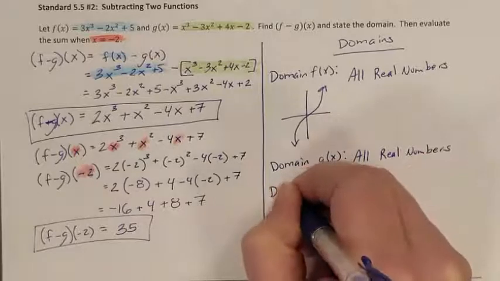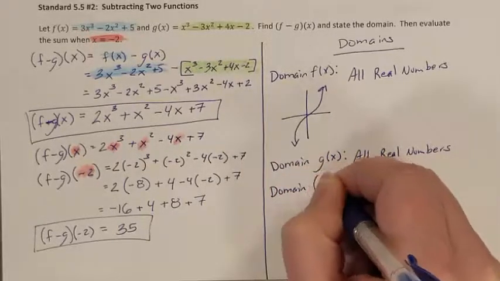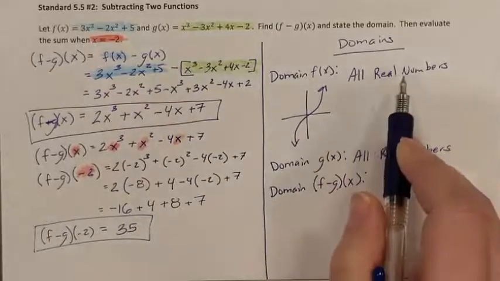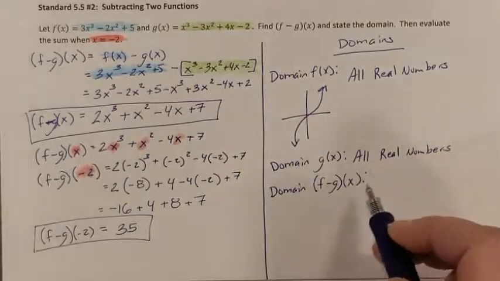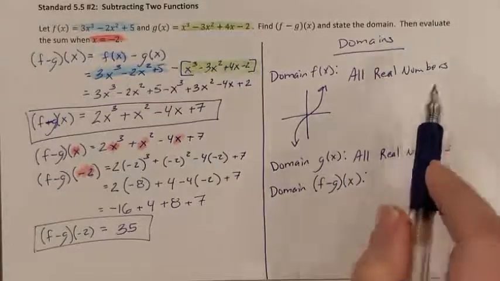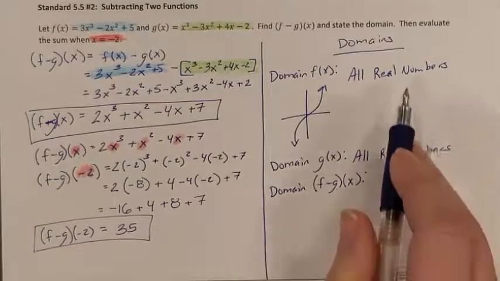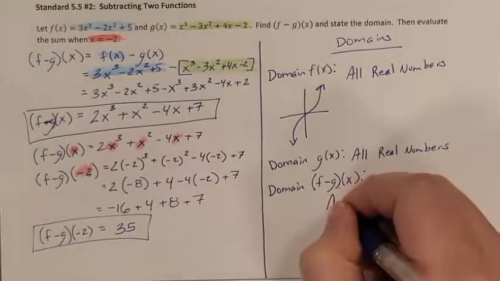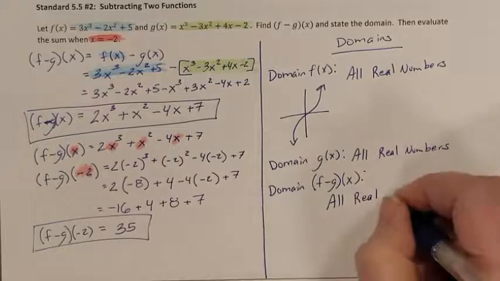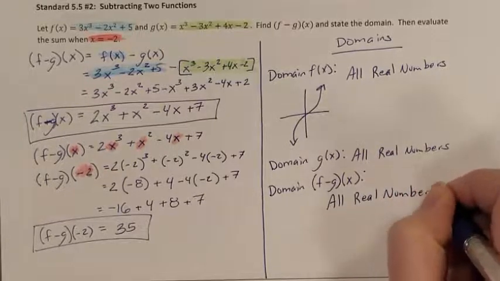When I am looking for the domain of my new function f minus g of x, I'm asking myself, what did f and g have in common? Because that's what this domain will be. So if f says I can use everybody, and g says I can use everybody, then they have everybody in common. So my domain for the new f minus g of x rule is also all real numbers.